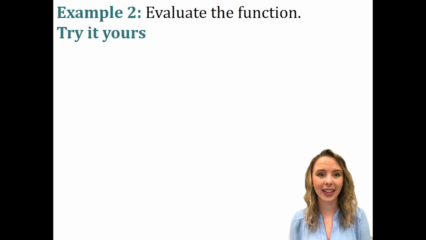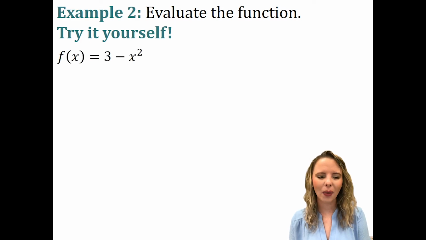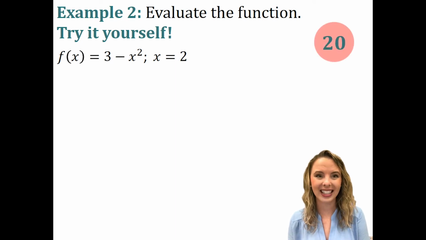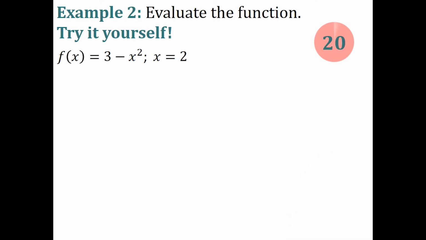We're going to do the same thing again, except this time you're going to try it by yourself. The equation is f of x equals 3 minus x squared. This time, instead of evaluating for 5 values, you're only going to evaluate for 1, which is 2. You have 20 seconds. Begin now.